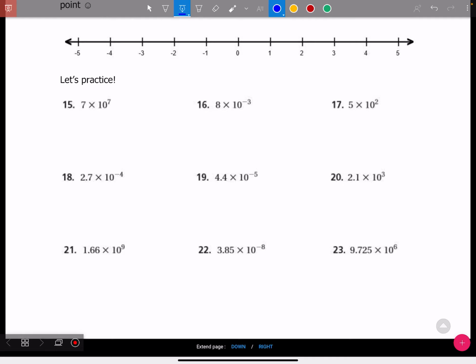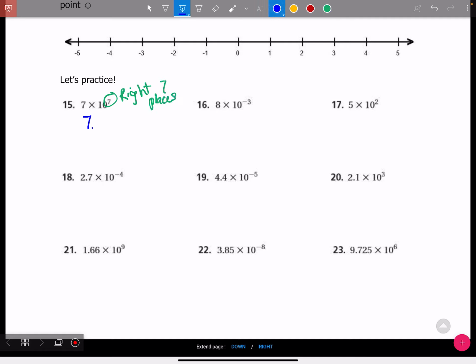So the first example is here, 7 times 10 to the 7th. So basically what we do is we start with our number, which is 7. We think about where the decimal would be if it's not currently written there. So right now with the 7, we don't have a decimal. We know that it would fall right after that 7. So now we need to write it in standard notation. Again, the exponent will tell us how many places to move and in what direction. So our exponent is a positive 7. So we're going to move to the right since positive numbers go to the right. And then we're going to move it 7 places.